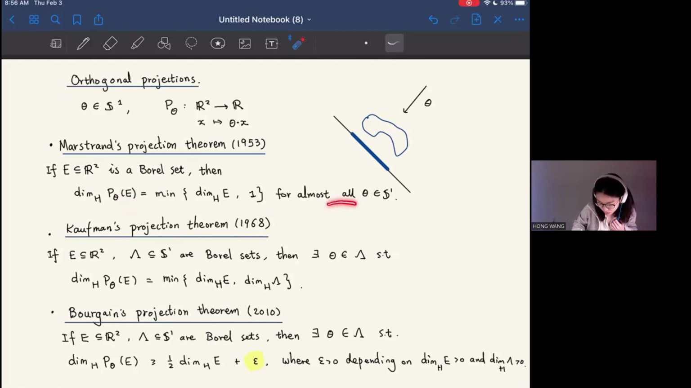Then here we ask for almost all directions. So imagine we have a limited set of directions we can choose. That's Kaufman's projection theorem, which says that if lambda is a subset of S1, then there exists theta inside lambda such that the orthogonal projection image has dimension equal to the minimum of the Hausdorff dimension of E and the Hausdorff dimension of the direction set.